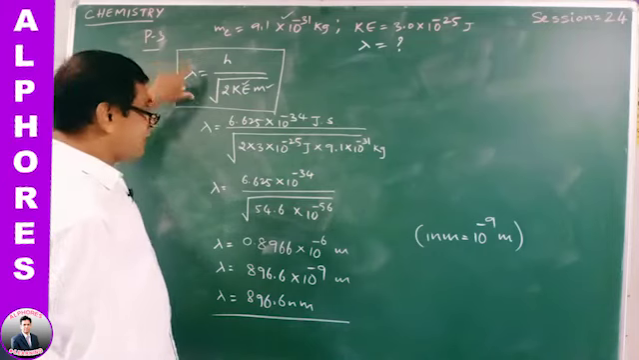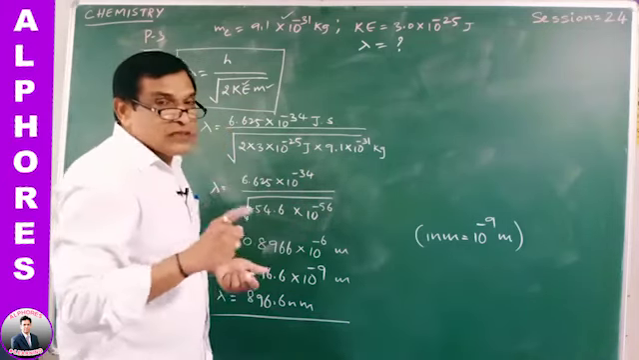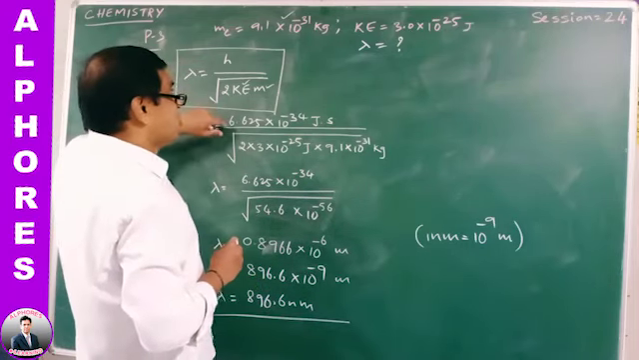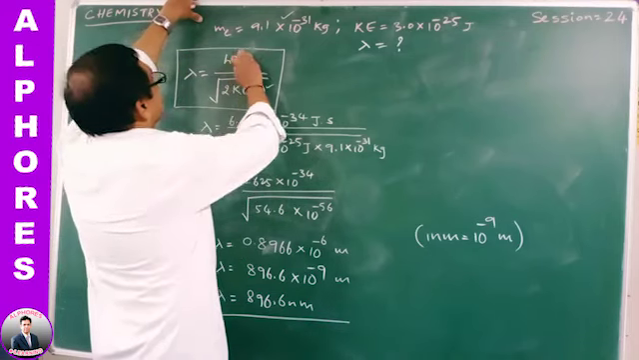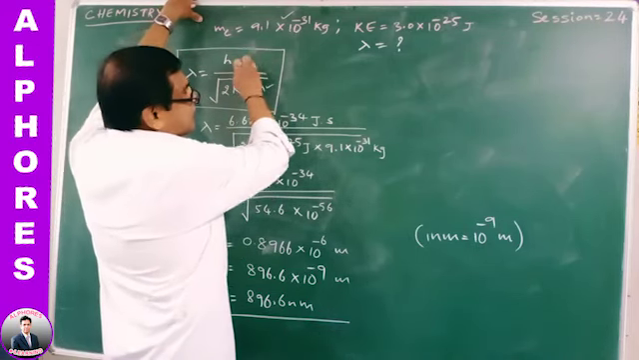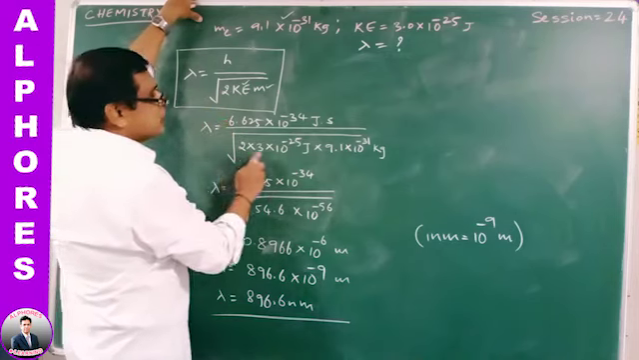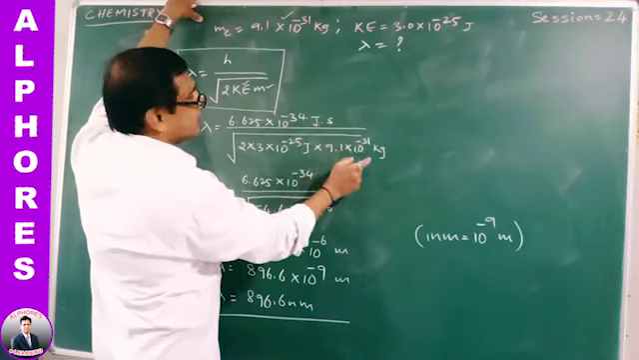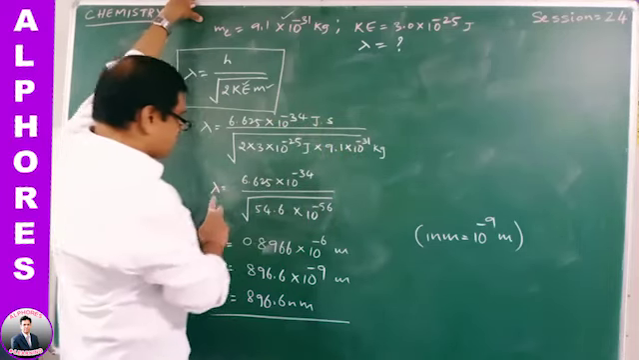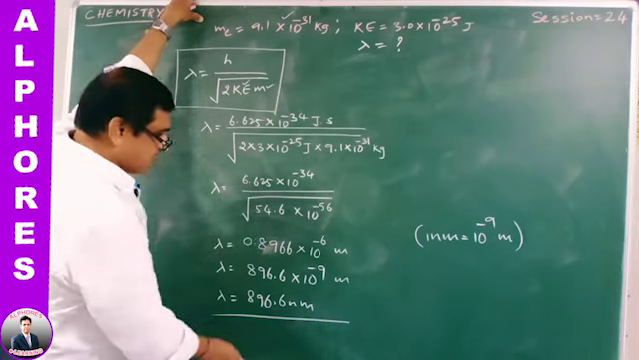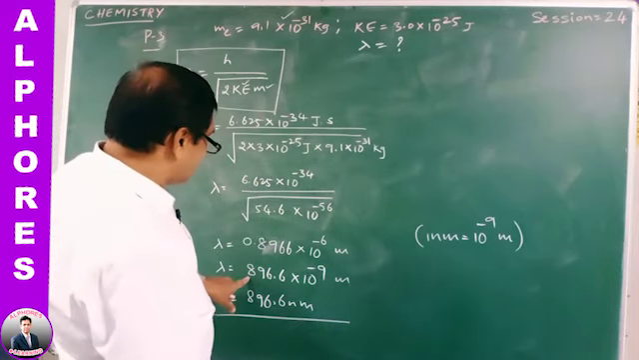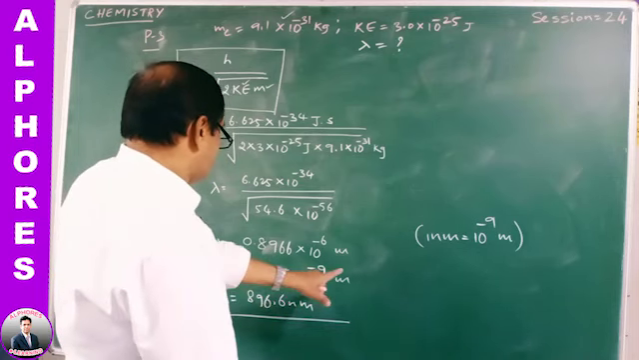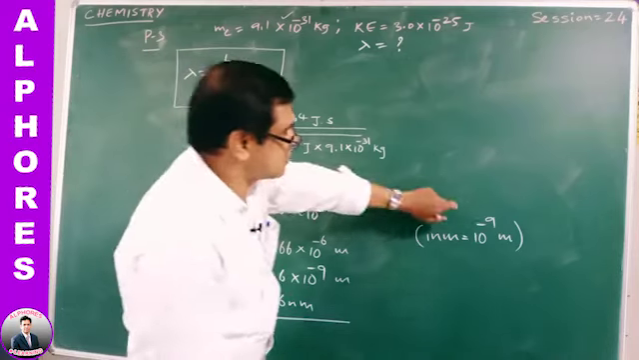Okay, formula and h. All the options are given in nanometers, we should remember that. So now, h is Planck's constant. Substituted all the values: it is kinetic energy into mass of the electron given in kg. I am solving this. So this is the value, it is 896.6 into 10 to the power minus 9 meters, or nanometers.